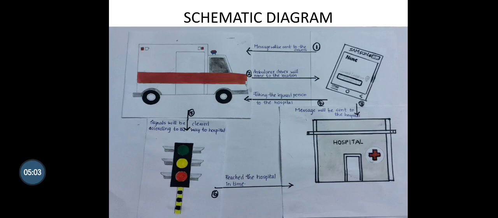Schematic diagram of smart ambulance. Process 1. Message will be sent to the drivers. Process 2. Ambulance driver will come to the location. Process 3. Message will be sent to the hospital. Process 4. Taking the injured person to the hospital. Process 5. Signals will be cleared according to the way to the hospital. Process 6. Reach the hospital within the time.